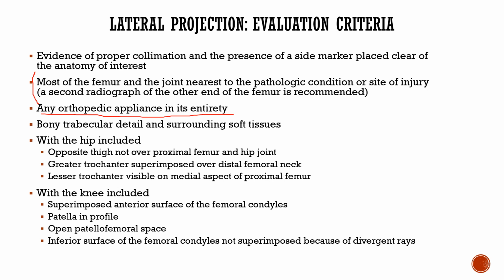The greater trochanter should be superimposed over the distal femoral neck, and the lesser trochanter is visualized on the medial aspect of the proximal femur. On the distal part of the femur, with the knee included, we're going to see the superimposed anterior surface of the femoral condyles, the patella in profile, and an open patellofemoral space.